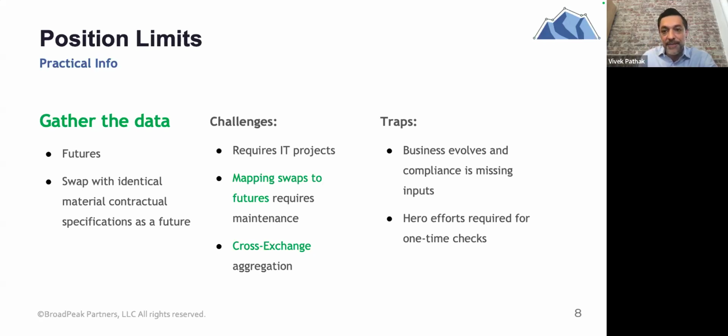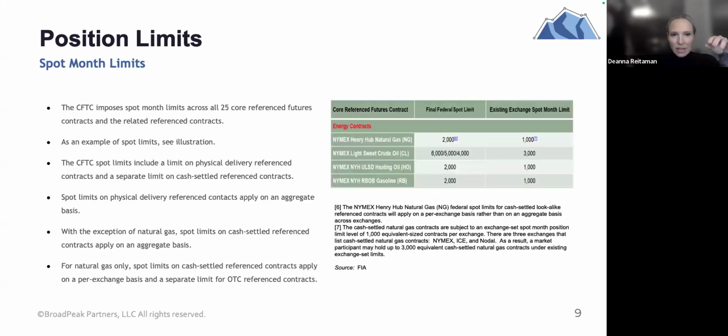And so you're probably thinking, well, it doesn't apply to me. It can't be that big of a deal. Like, what are these limits? But actually, the limits are kind of low. So the spot month position limits, if you go to slide 9, there are spot month limits for all 25 core reference futures contracts and their related referenced contracts. So I gave you a little bit of an example of how low they could possibly be, in that box on slide 9. So there are spot limits for physically delivered reference contracts that apply on an aggregated basis. And we're going to talk about what aggregated means.